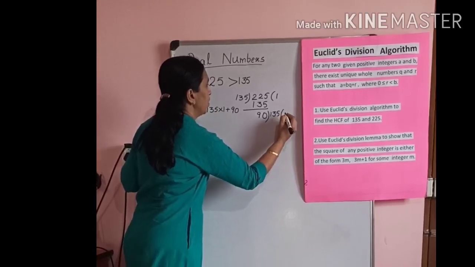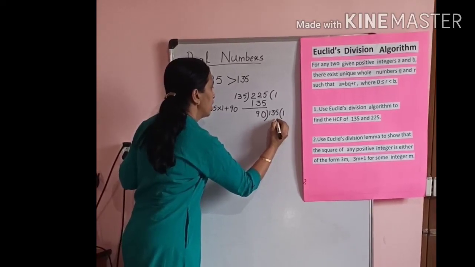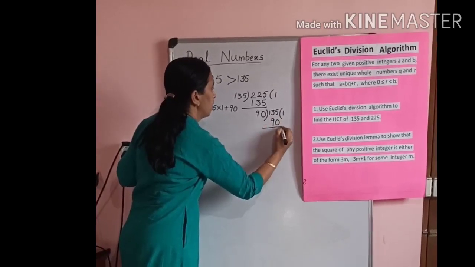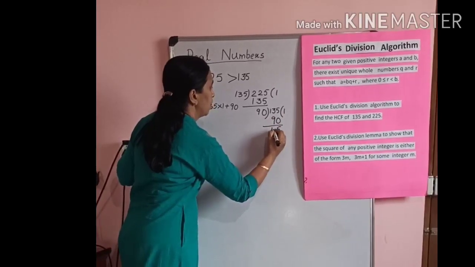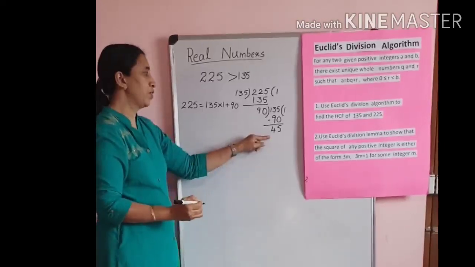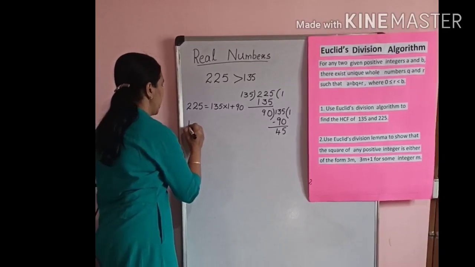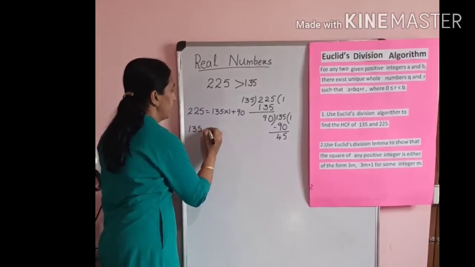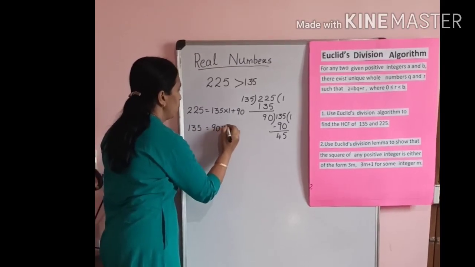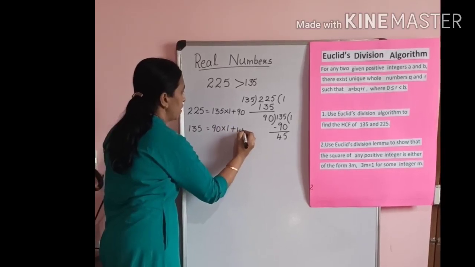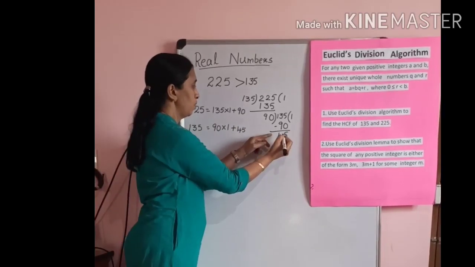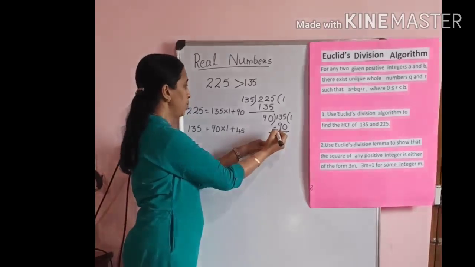When you divide 135 by 90, we will get quotient as 1 and remainder as 45. So the algorithm we can get as 135 is equal to 90 into 1 plus 45. Now 45 is the remainder.